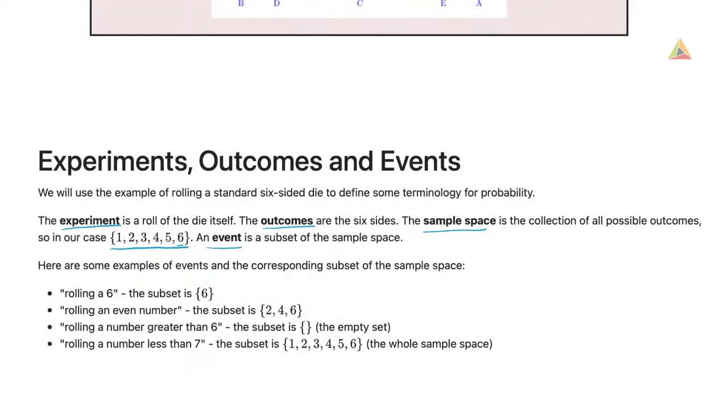Rolling a number greater than 6, so this is empty, as you can see here, and it's empty because there is no number greater than 6, so that's the empty set. Then rolling a number less than 7, well, that's going to contain all of the numbers 1, 2, 3, 4, 5, and 6, and that's the whole sample space. So that's just some terminology that we use for probability, and the keywords there to remember are experiment, outcomes, sample space, and event.